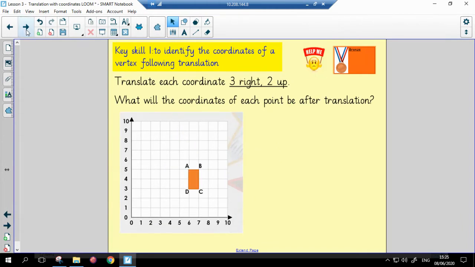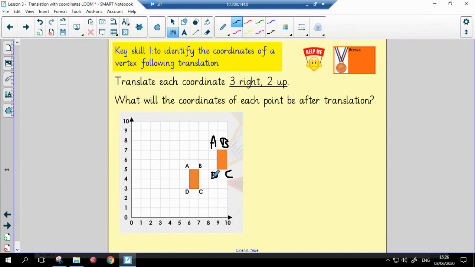Okay, again, this time we're translating each coordinate 3 right and 2 up. And then we're being asked to give the coordinates of each of the points after translation. Again, I recommend that you take a point and you move it 3 right. So we're going to go 1, 2, 3, and then 2 up, and we know where to go. I'm going to do it with the whole shape as it's quite tricky on the computer. I'm going to go 1, 2, 3, and 2 up, 1, 2. And now I'm going to label the vertices. Excuse my writing. There we go.